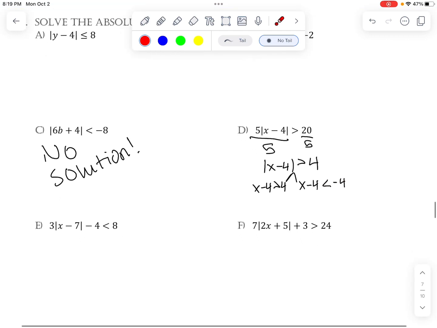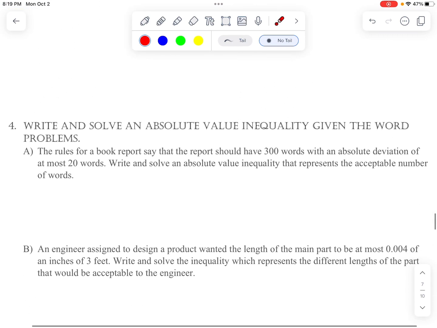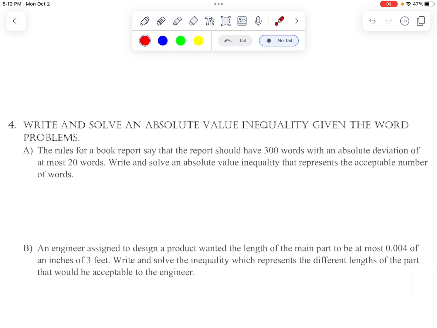Okay, so moving on down to our absolute value inequalities. Again, this is very, very similar to the absolute value equation formula. It's still x minus goal. That did not change, and then we have wiggle room.